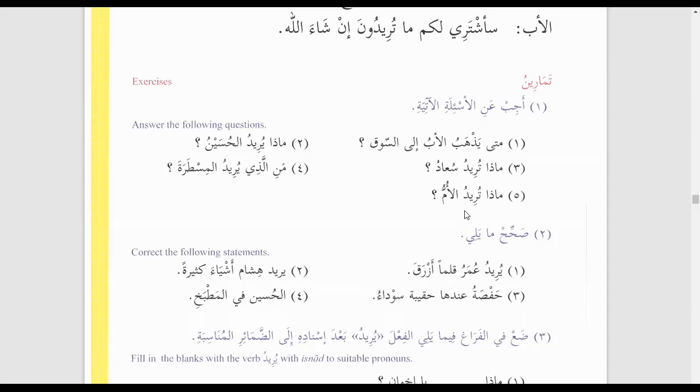What does she want? Turidu... She wants three meters of fabric. Qumash, yeah, from the fabric. It can be any fabric, any piece of cloth. So: turidu thalathata amtarin min al-qumash. She wants 3 meters of fabric.